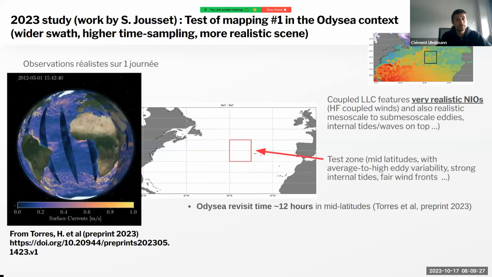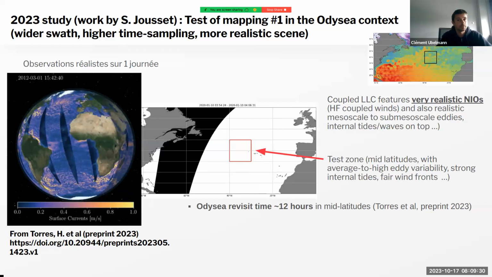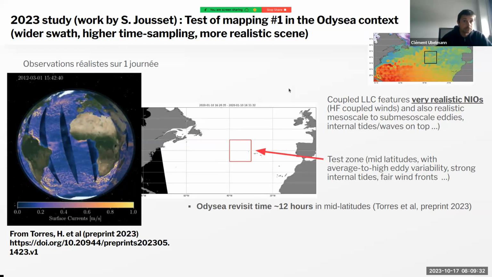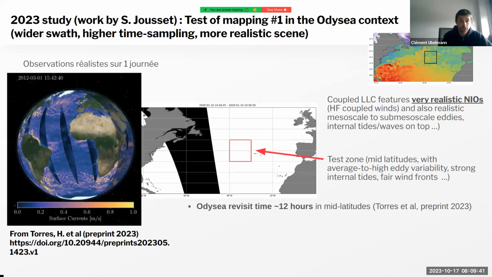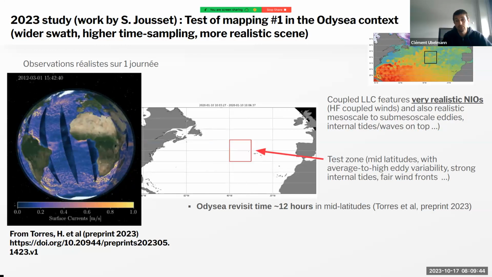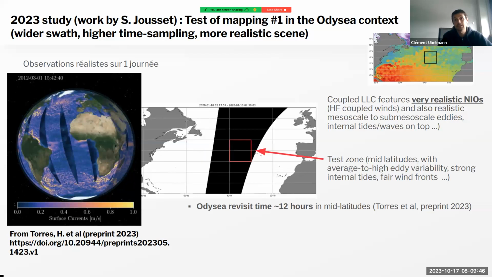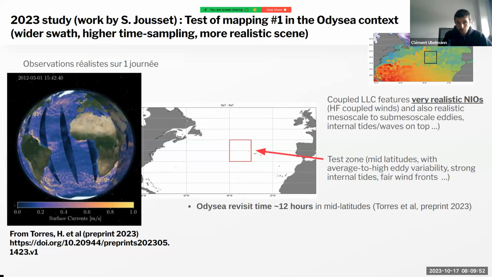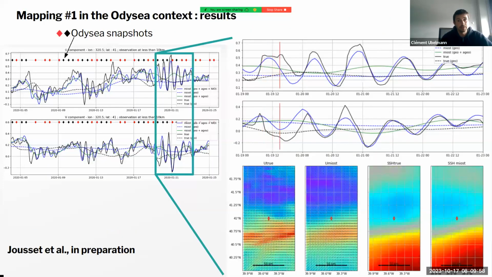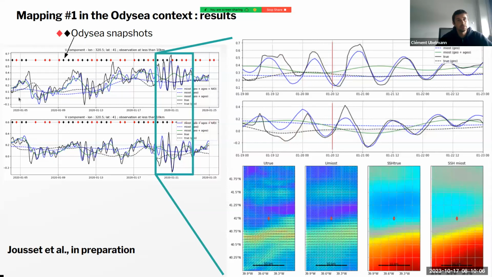We've implemented this recently. This is work by Solène Jousset at CLS, who implemented the method on Odyssey observations in the LLC surface current scenes, which feature very realistic NIOs, by the way, and Jinbo will come back on that. And after a few adjustments, some results came. Here, as an illustration, is shown again in black the ground truth considered in the LLC simulation of the total surface current.